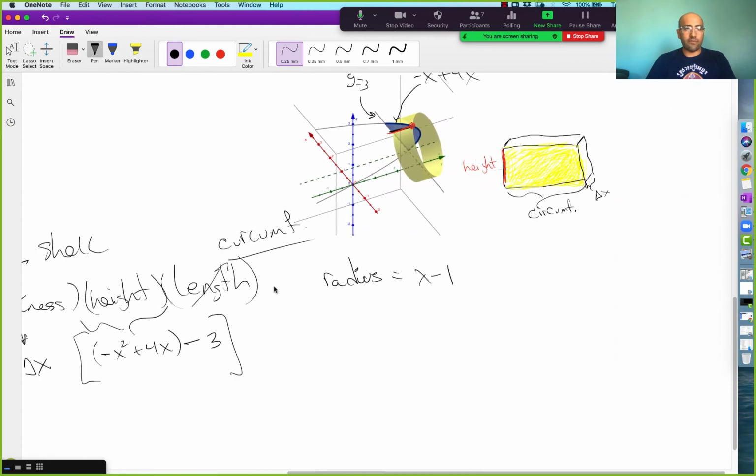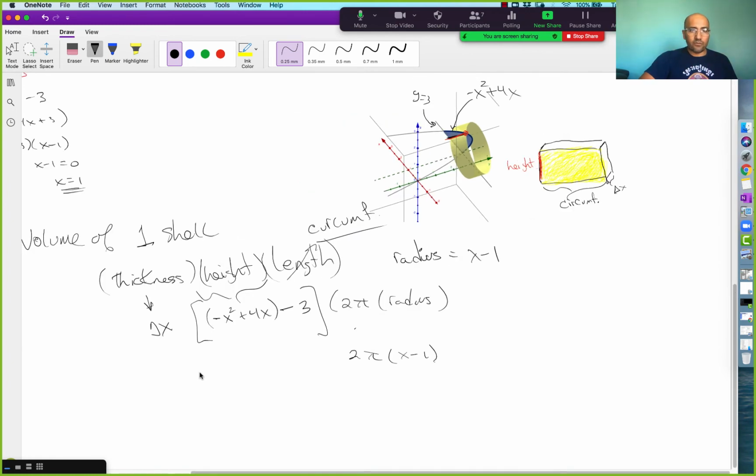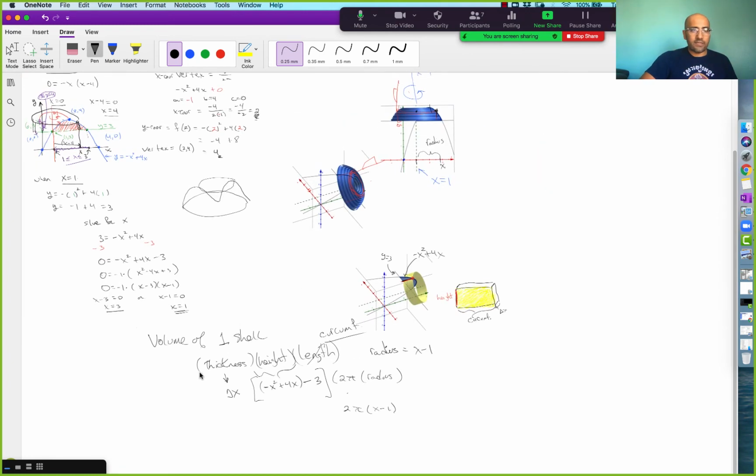So the circumference is going to be equal to 2 pi times the radius, or just 2 pi times x minus 1. Okay, well, that was really messy. Let's actually write down the integral now. So now we're ready to set up the integral.